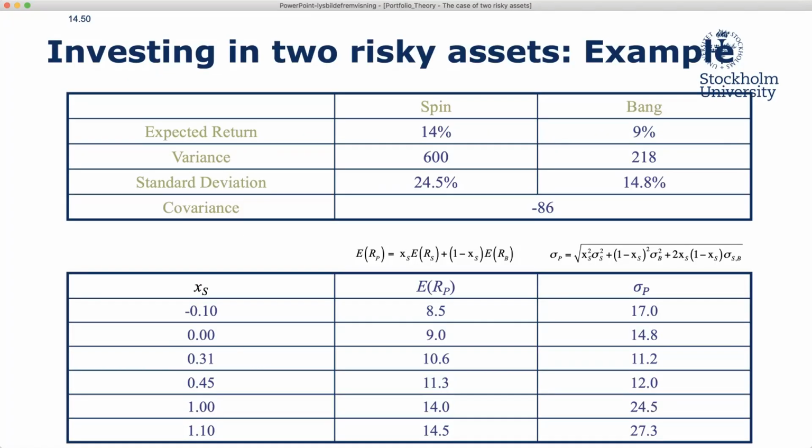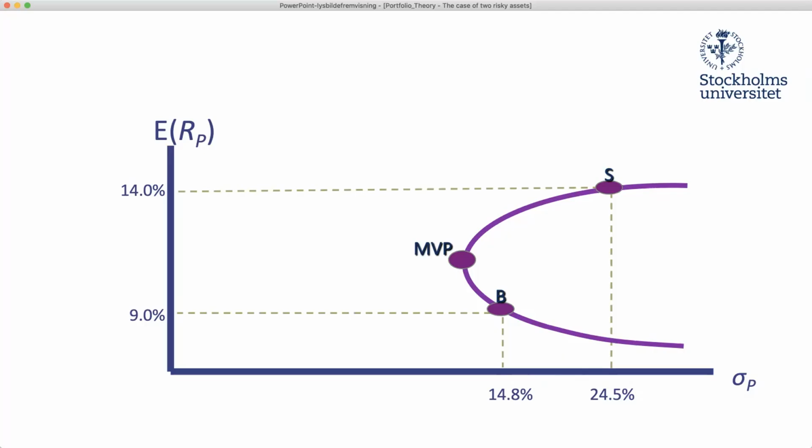This value of the weight was already presented in the table, and you can do the calculations if you want to find that the expected return and standard deviation of such portfolio are equal to 10.6% and 11.2% respectively. We can now show those values in the graph.